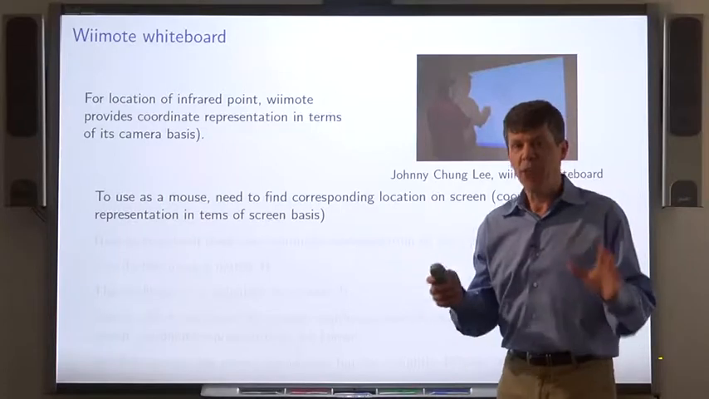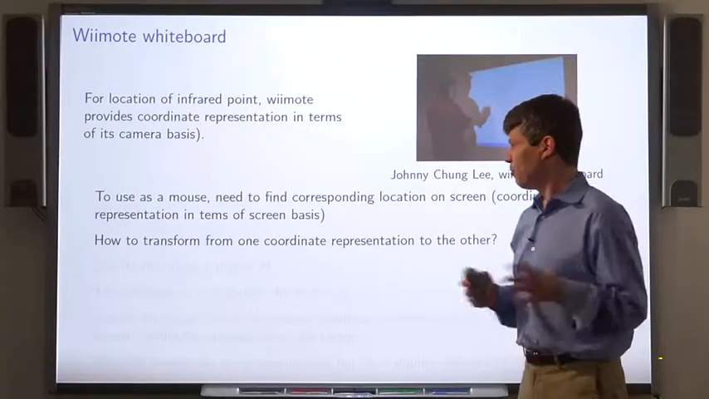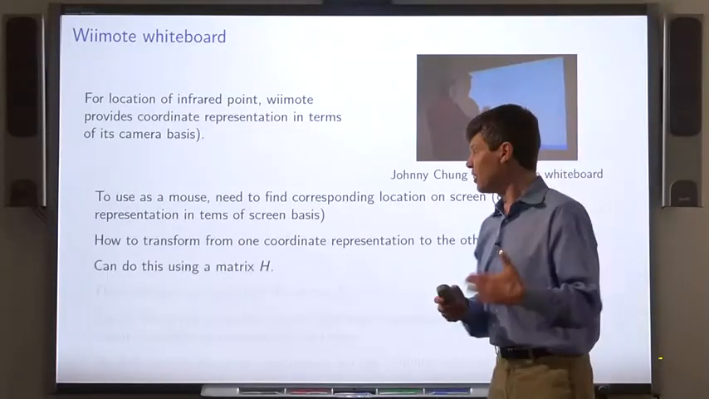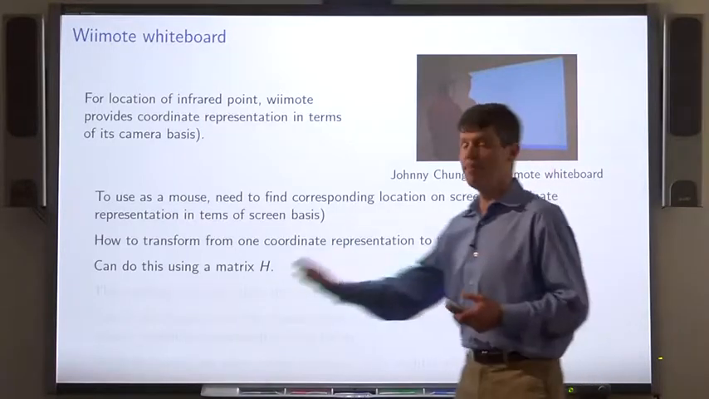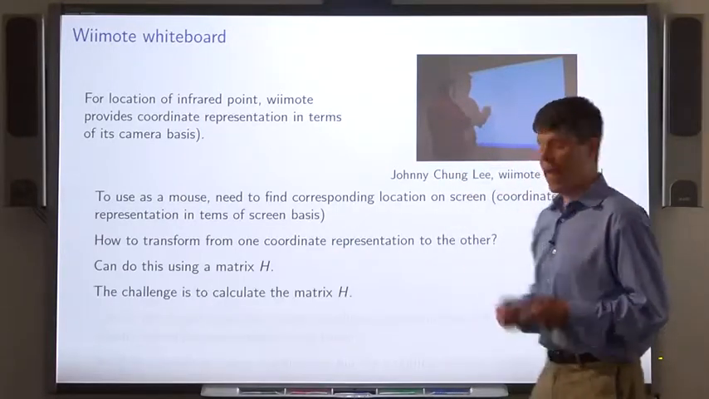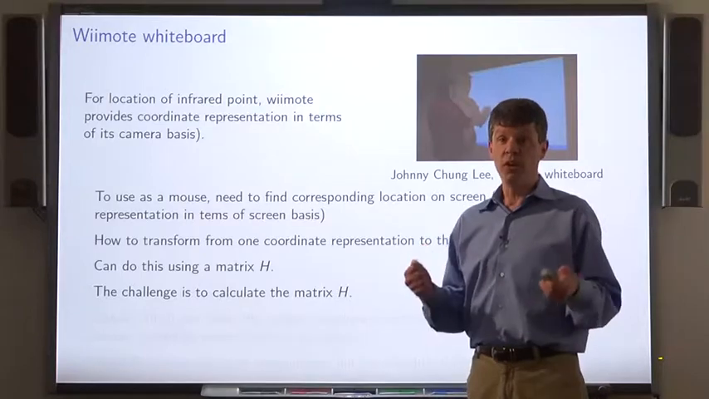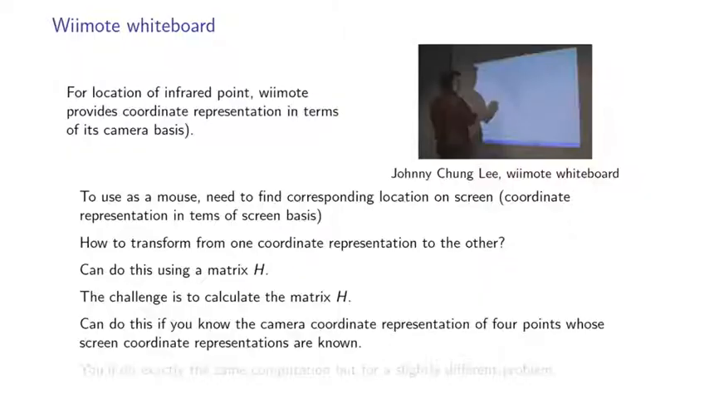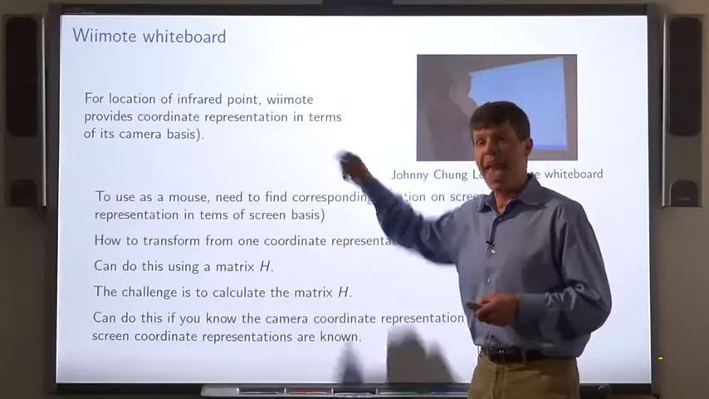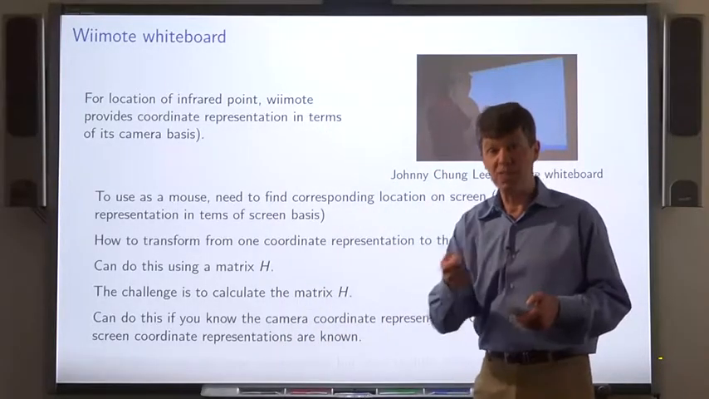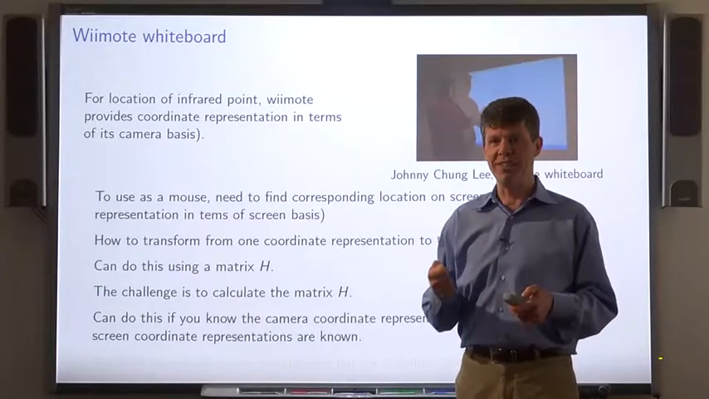Now, how do we find that transformation? The transformation can be represented, as we'll see, by a matrix H. And the challenge is figuring out the matrix H. We can derive H, essentially, once we take 4 points whose coordinates in the screen coordinate system are known and find their representation in the camera coordinate system.